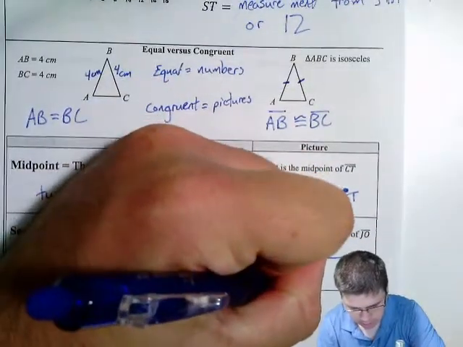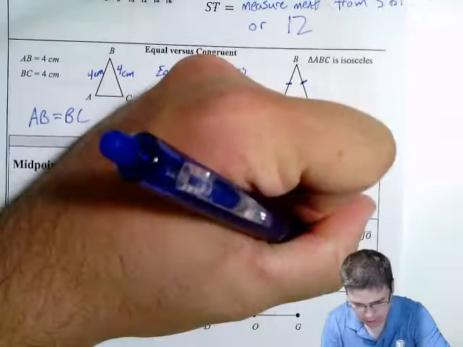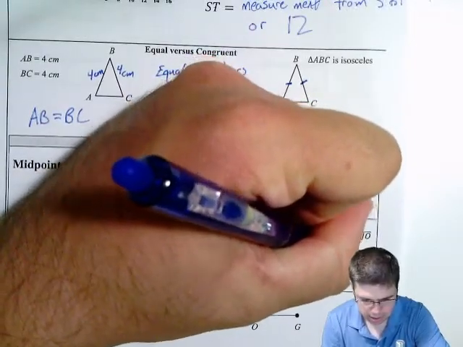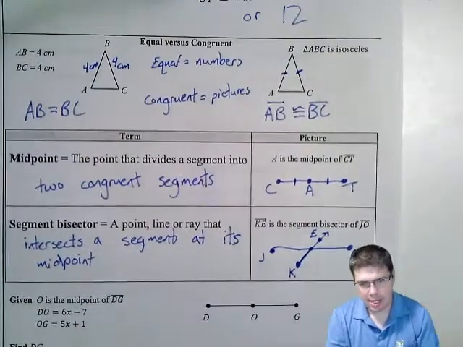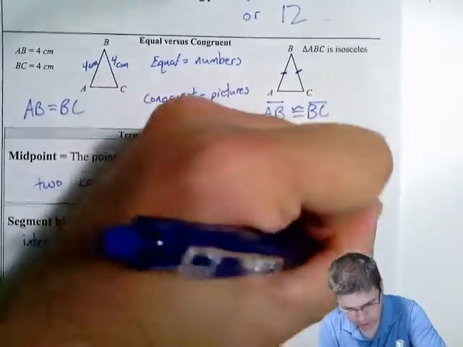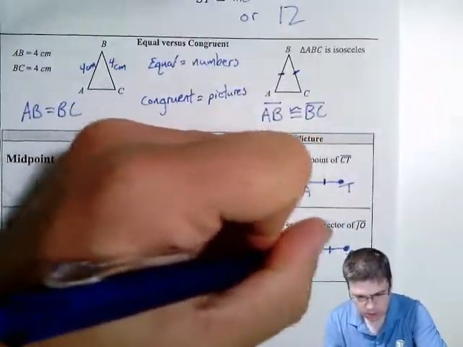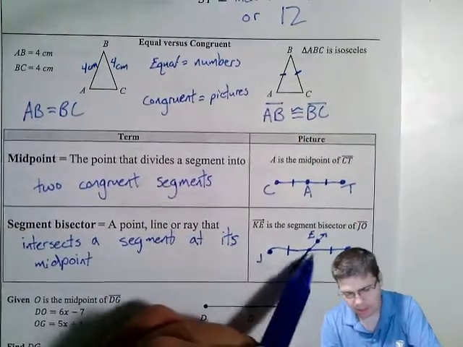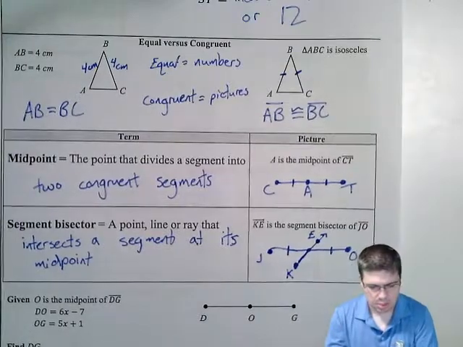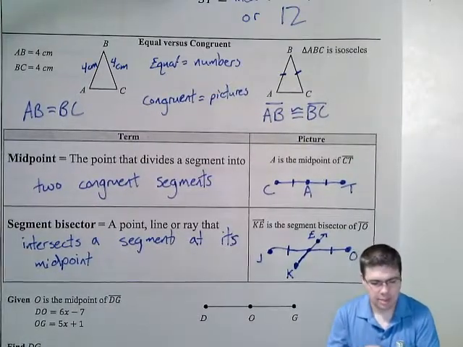But I'll start here with this as K, and then the point E could be there. I could have some other point over here. But ray KE bisects this so long as these two segments are congruent, from J to whatever that point is, and then from that point to O. So that would be bisecting a segment.